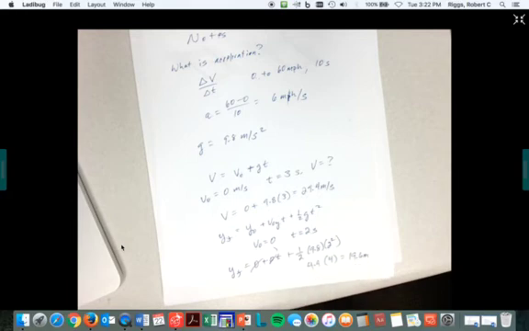Okay? Those are the general equations that we're going to be doing with this pre-lab. All right. Seems like it's going to be harder than it is, but it's not going to be that hard.